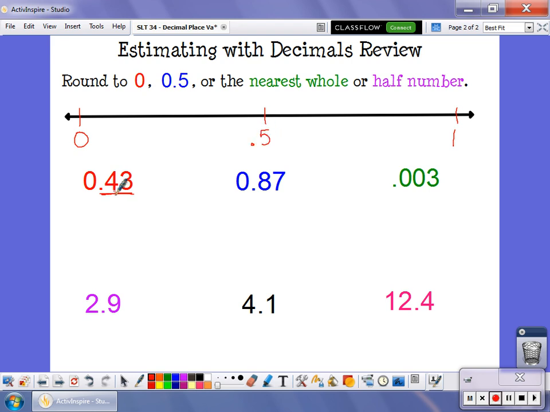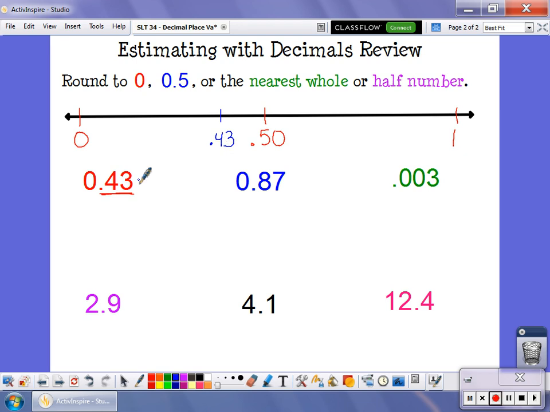Okay, if I want to think about this in terms of place value, this is 43 hundredths. This half is going to be 50 hundredths. Now 43 hundredths, if I think about it, is going to be right around here. It's going to be close to 50 hundredths, but not just there yet.